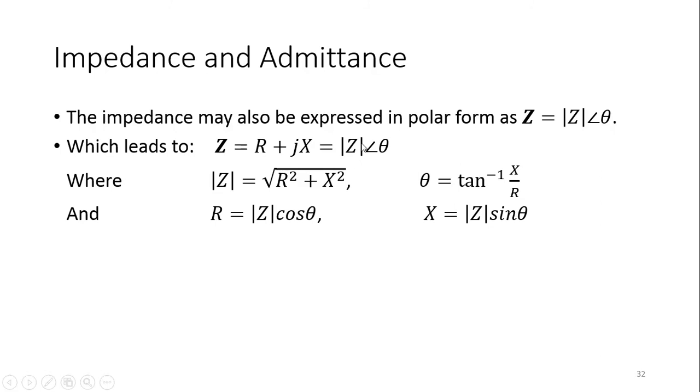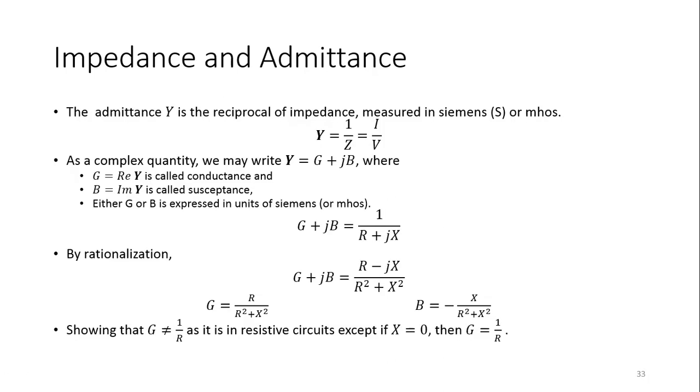If we have to measure the magnitude, it's the square root of the square of the real part plus the square of the imaginary part, and for the angle it would be tan inverse of the imaginary part upon the real part. Or if you are given the polar form, then you can convert it into rectangular form using these two relationships. These relationships are not new; these are old relationships which we have always used in complex number analysis and manipulation. So moving on to the next, the admittance.